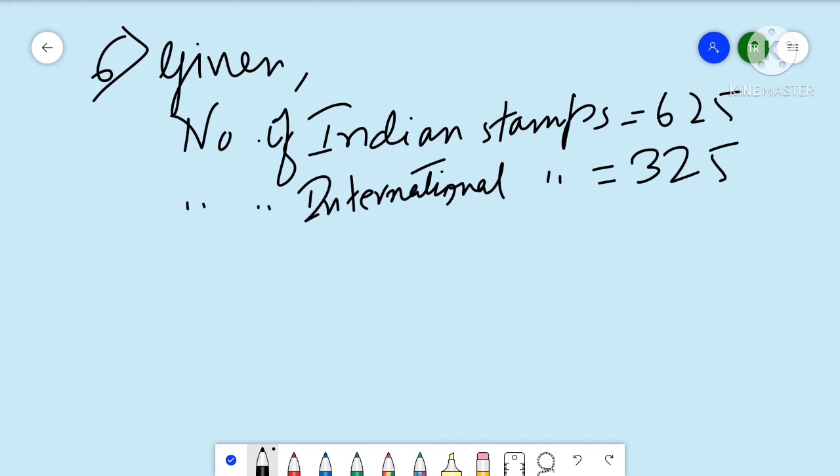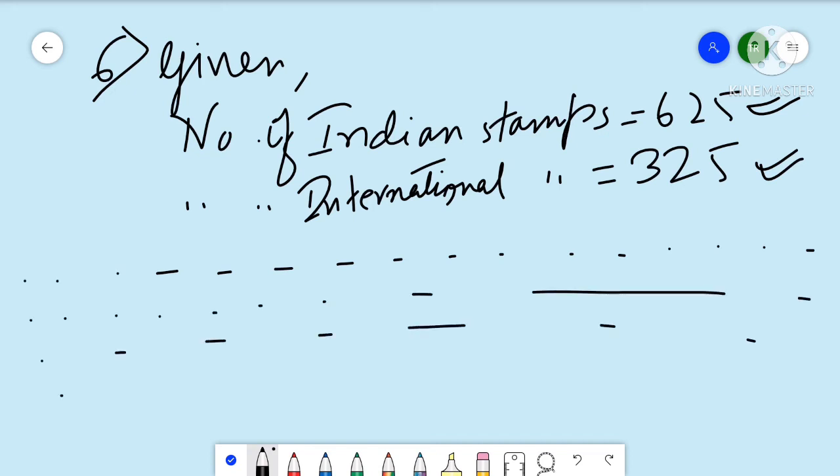So she wants to form groups of these stamps, and identical means the number of groups must be same. So what is the highest number of, means largest number of groups that she can display the stamps in? So that means she will group it. That means she will divide the 625 and the 325 into smaller units. Suppose in one group she places 25 stamps. Similarly, she will get 25 stamps in one group. In the second group also she will place 25 stamps. Third group also 25 stamps. In a similar way she will form the groups.